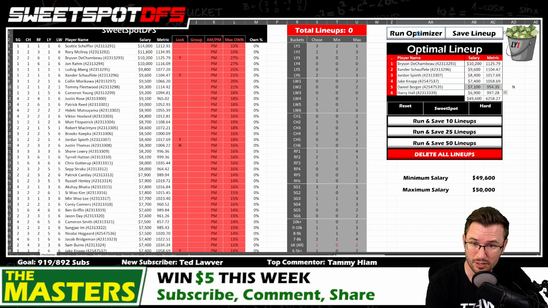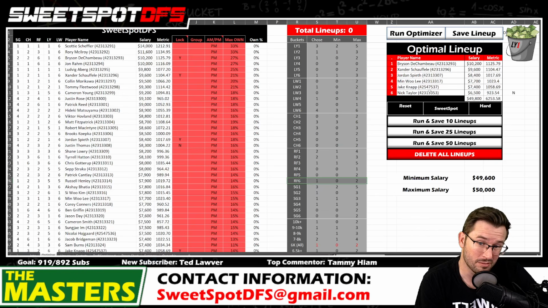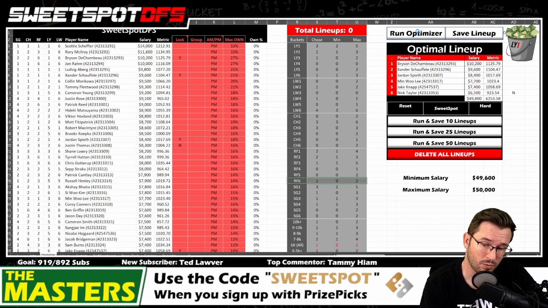Wow. Okay, let's try another one. There it's selected 1. 2 recent form 1s, 2 recent form 2s, 1 recent form 6, because Bryson is one of those guys. And this lineup seems pretty solid. We get Minwoo in there with Jake Knapp and Nick Taylor. We run it a couple more times. What do we see? We see more guys that are, yeah, only 1 recent form 3 here as well.